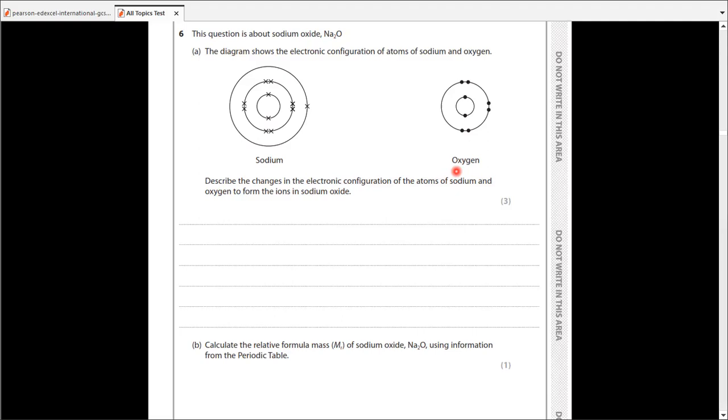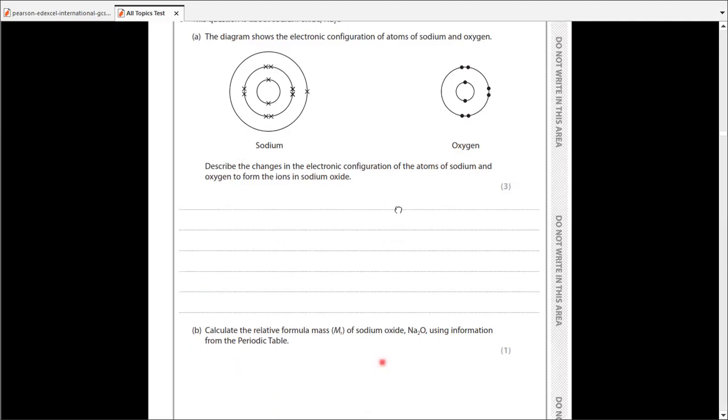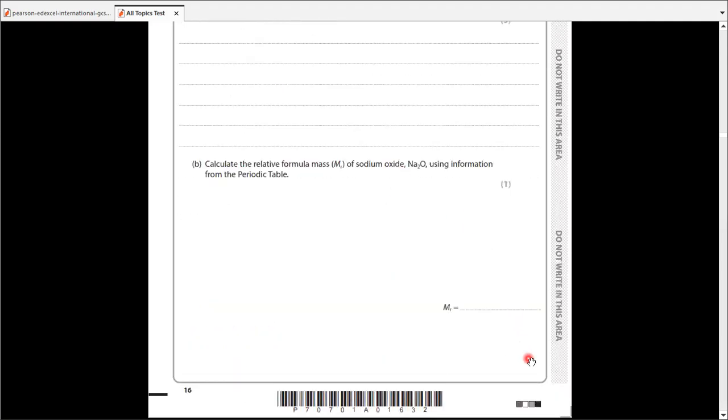Okay, next question. Calculate the relative formula mass of sodium oxide, Na2O, using information from the periodic table. Okay, so oxygen is 16 and Na is 23. So 23 multiplied by 2 is 46, and then 46 plus 16 is 62. Right, the answer is 62.